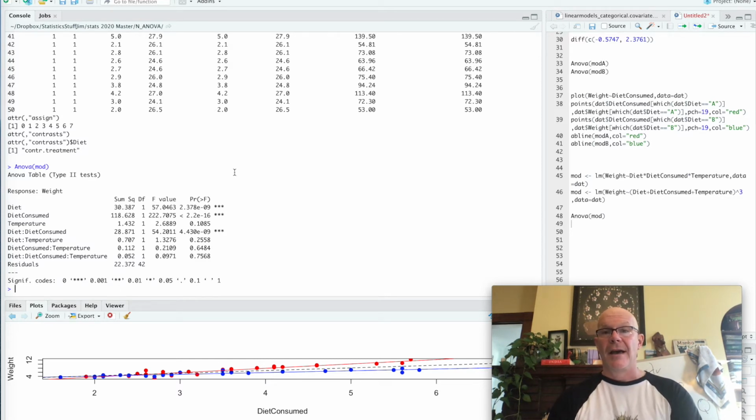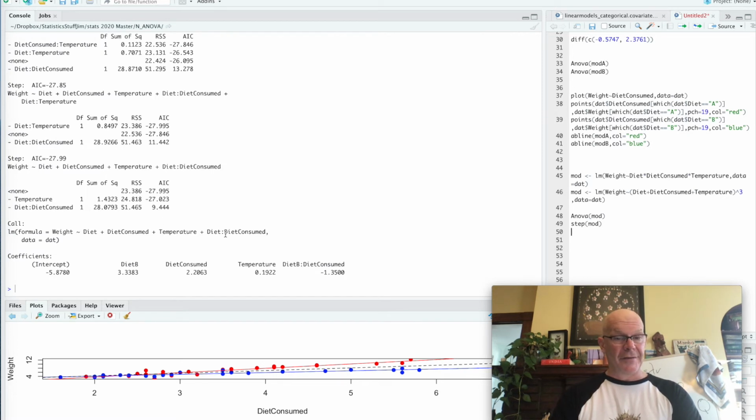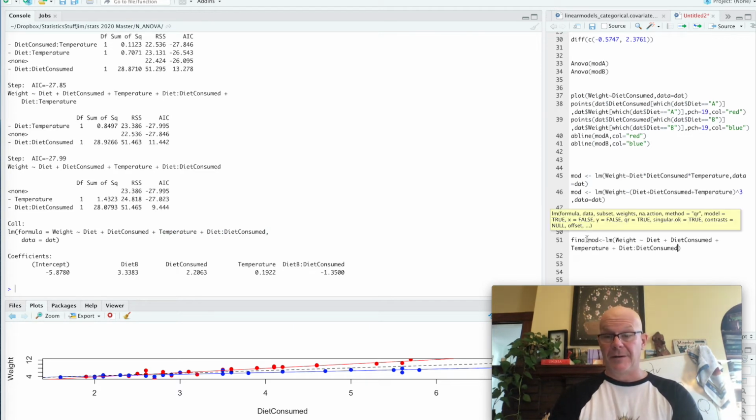So let's go ahead and do a little bit of model selection, and we can use that step function as we have in the past. And it's going to go through, and it is going to settle on this being the best model. Okay, so a model that includes diet consumed, temperature, and a diet by diet consumed interaction term. And so let's go ahead and run that model that they suggest for us to run. I'm going to call it final mod. It's a linear model that looks like that.